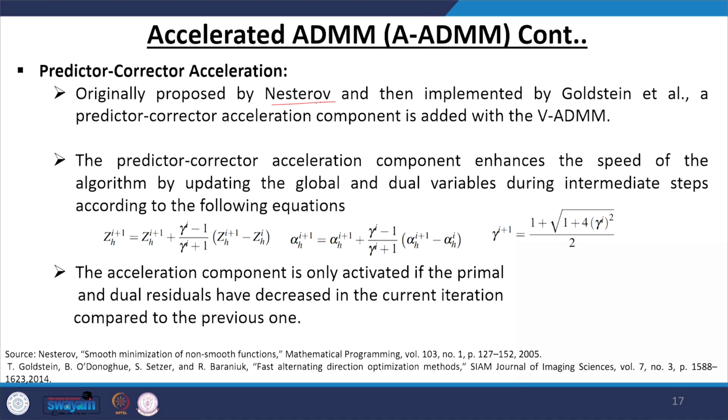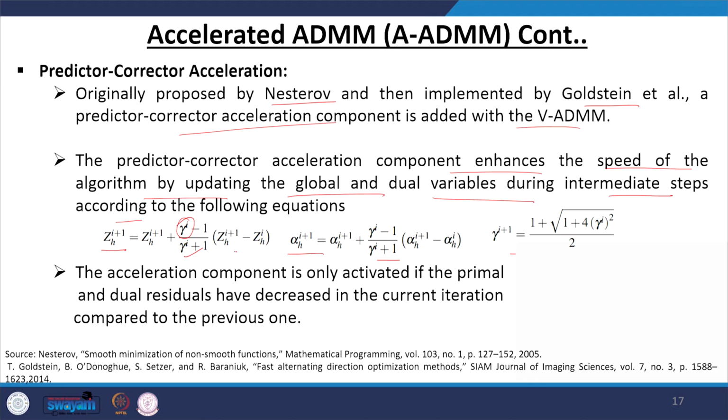It was originally proposed by Nesterov and implemented by Goldstein with the ADMM algorithm. Okay. What does the predictor-corrector acceleration component say? It enhances the speed of the algorithm by updating the global and dual variables during intermediate steps. That means you already updated them by certain values by taking the average of your adjacent areas, but after that you also update them with a value gamma. Okay. And that gamma will also be updated in each and every iteration.